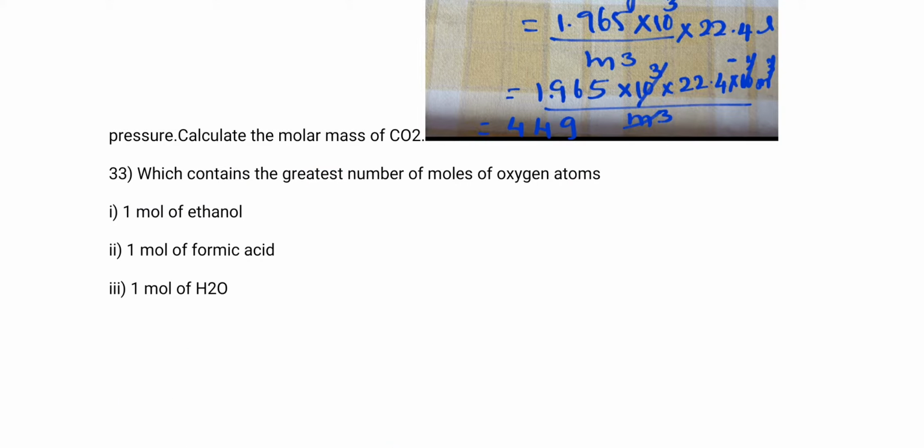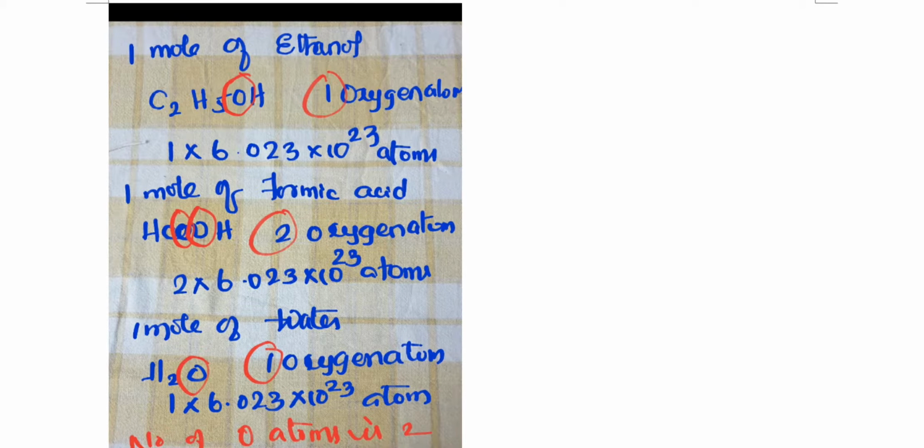So next question, which contains the greatest number of moles of oxygen atoms? First one, 1 mole of ethanol, 1 mole of formic acid, 1 mole of water. Okay, 1 mole of ethanol. So what is the formula for ethanol?